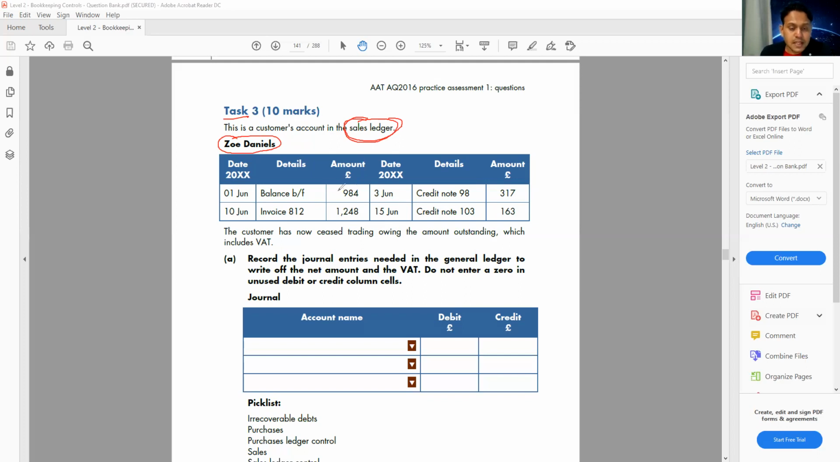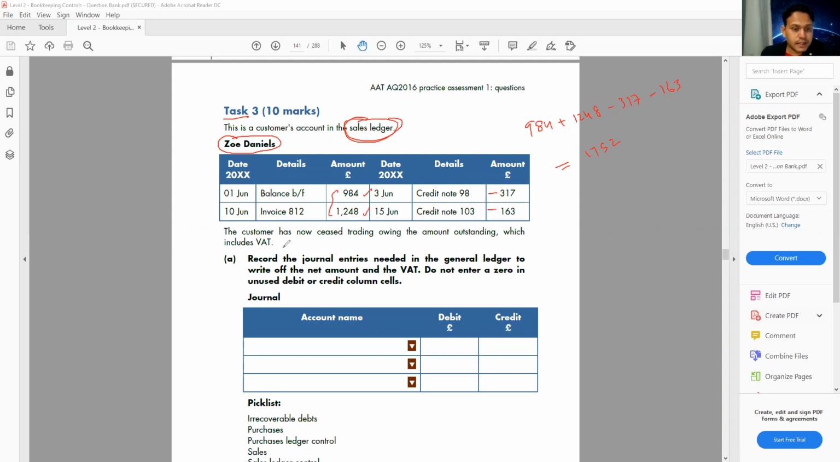That means the opening balance will be on the debit side. Joe is my customer, he's my asset. So I'm expecting from Joe 984 pounds, plus he bought again from me 1,248. This is the total money I'm expecting from him, minus he returned something, the credit notes. So 984 plus 1,248 minus 317 minus 163. Whatever is the balance, this is the balance we're expecting from Joe: 1,752. So I'm expecting 1,752 pounds from Joe after he returned two items to me.